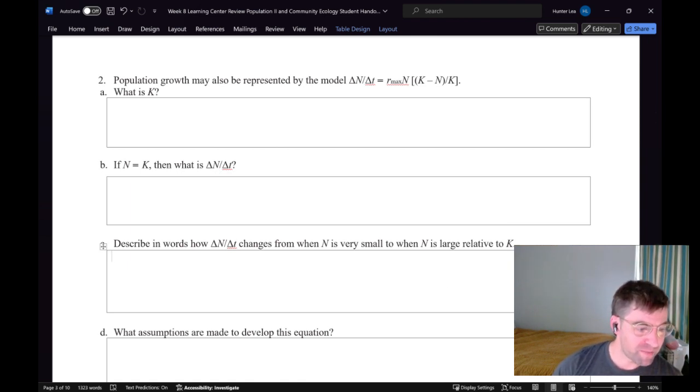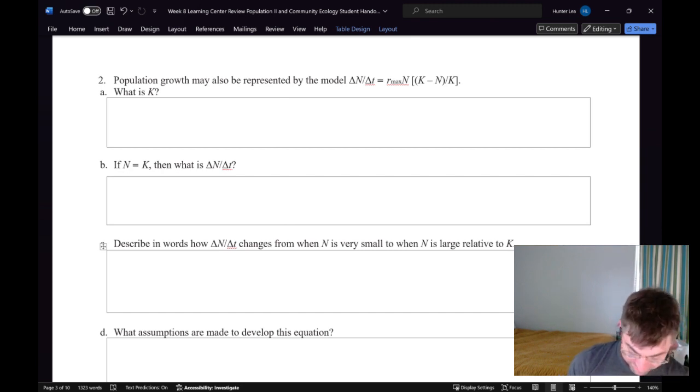So population growth may also be represented by the model delta N over delta t, so the change in the number of individuals, or the change in population over the change in time, equals R max, that per capita population growth rate, times the initial population size, times the quantity K, carrying capacity, minus initial population, all over carrying capacity.